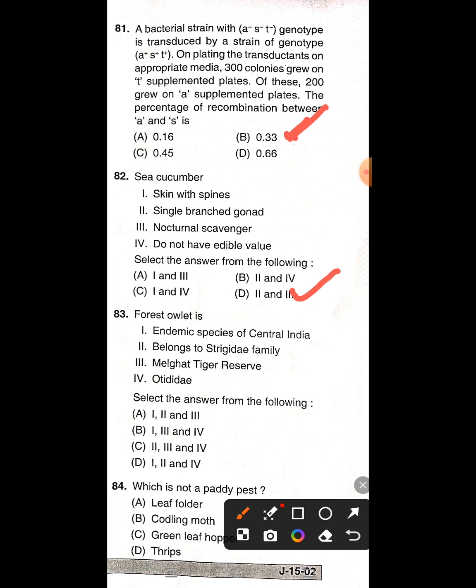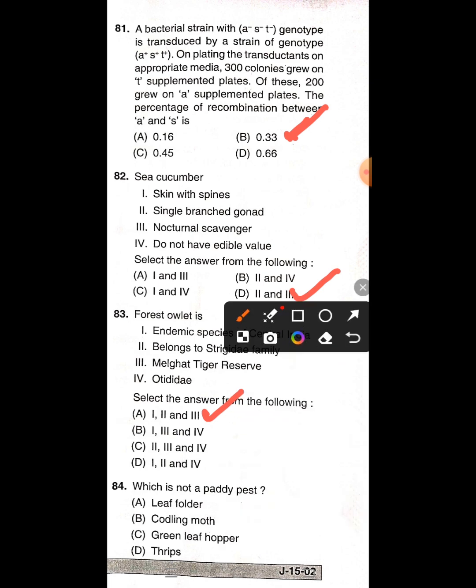Forest owlet is, options are endemic species of central India, belongs to Strigidae family, Melghat Tiger Reserve, OTDA. The correct answer for this is A. So that means options 1, 2, 3 are correct about the forest owlet. Okay, so let's see the next question.